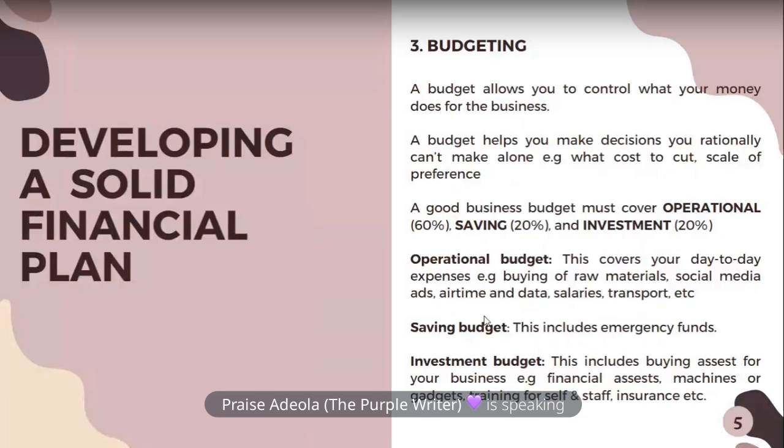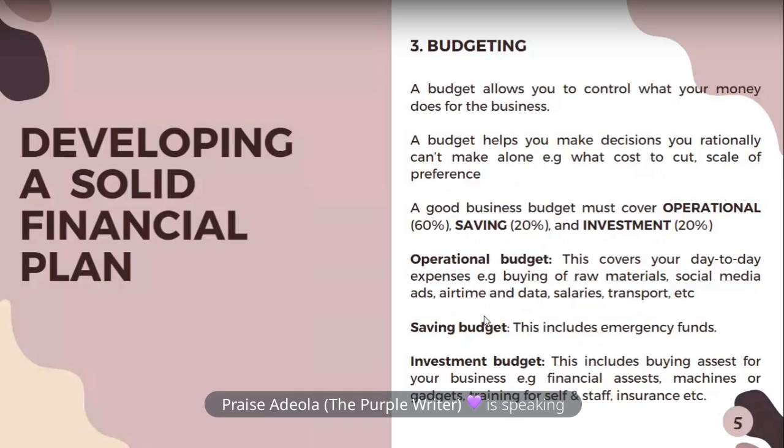You understand? Money that is spent buying airtime, data, paying salaries to your staff, transportation costs. So if you want to create a budget for your business, you must identify these things that you spend money on a daily basis.